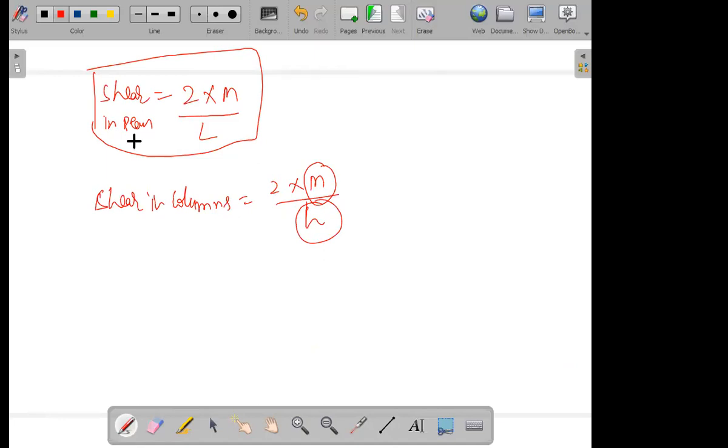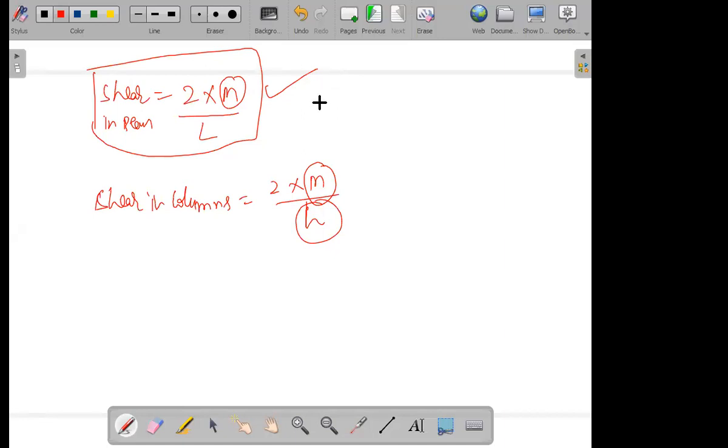So similarly, using this relation, you can find the shear in beam. You already know the moment in that beam. Just now in step 6 you calculated the beam moment, and in step 5 you calculated the column moment. So you know column moment and beam moment. Using these relations, you can calculate the shear in beam and the shear in columns. Okay.